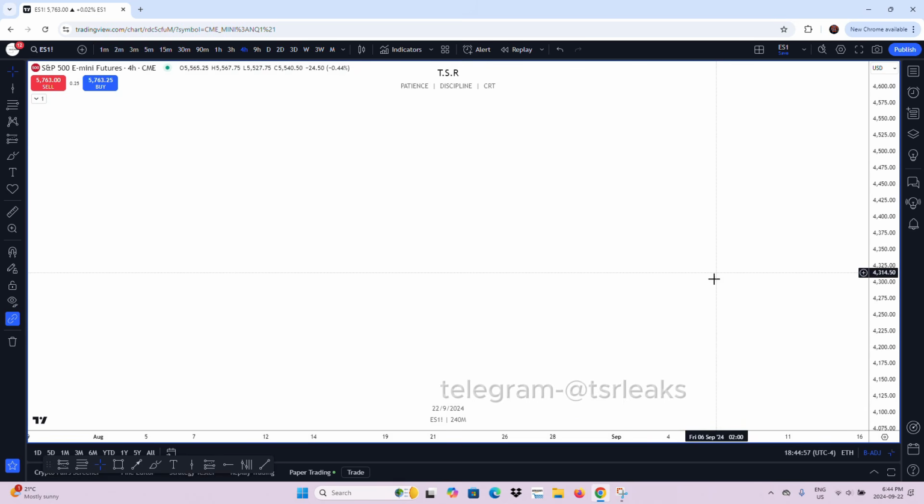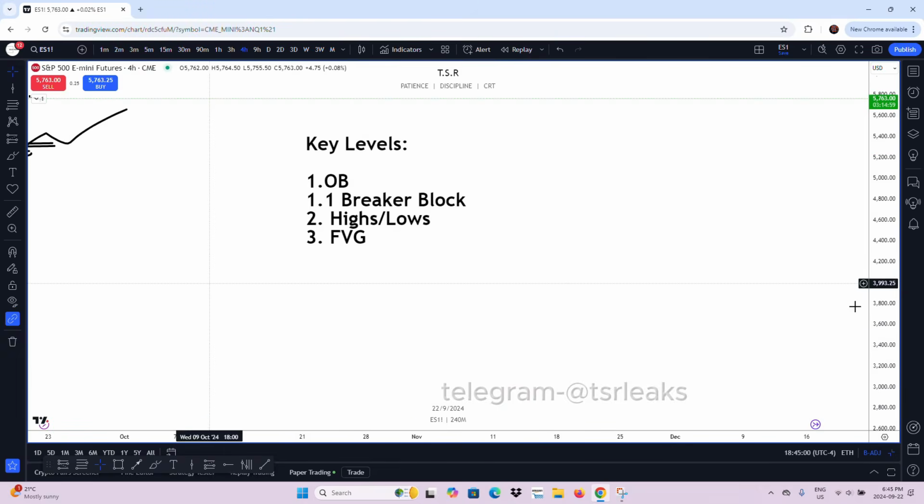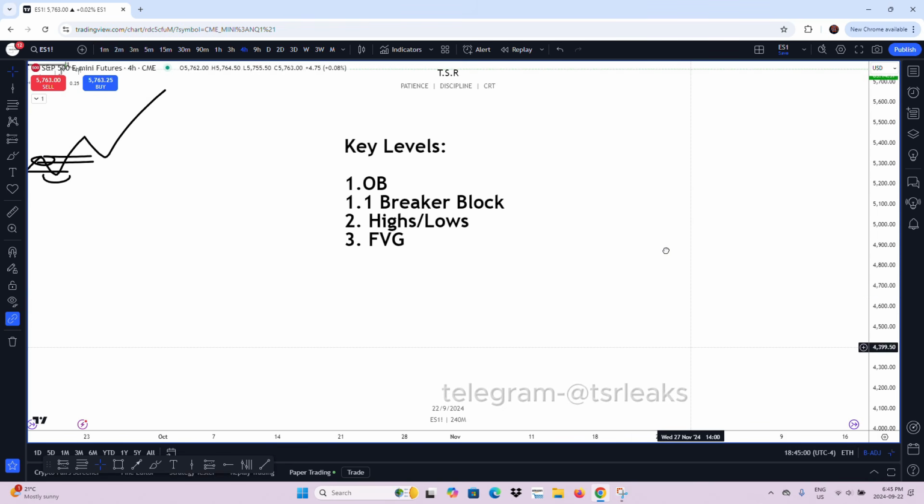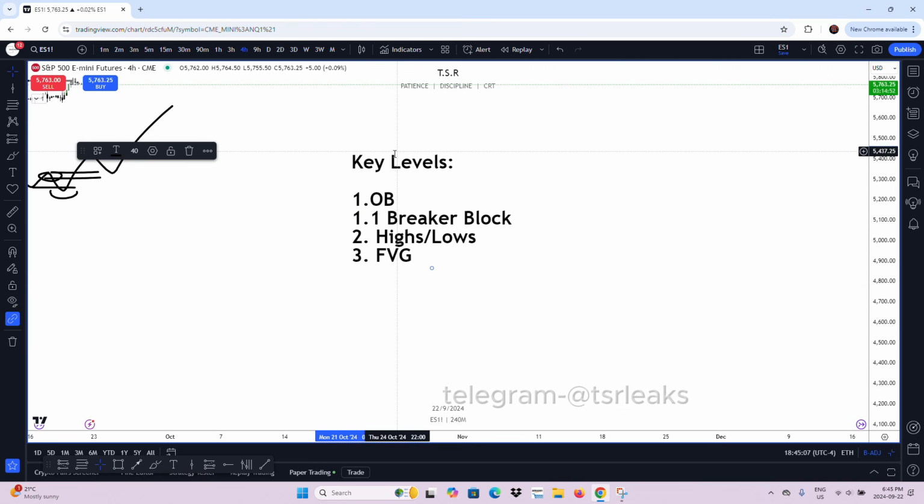So that is the hierarchy of key levels and how to actually use them. So number 1, look for order blocks. Number 2, look for breaker blocks. Number 3, look for highs and lows. And number 4, look for fair value gaps.